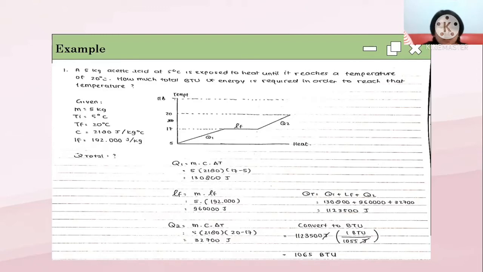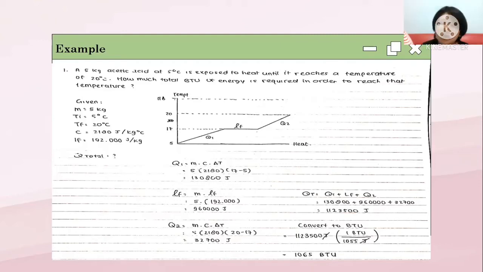So Q1 is equal to m times c times delta T. Input each of the numbers inside of there and we get the result. Same thing for the Lf, but in Lf, remember, the formula is m times Lf. And the Lf is already given, so 5 times 192,000, and we will get 960,000 joule. Q2, the same thing, m times c times delta T, and we'll get 32,700 joule.